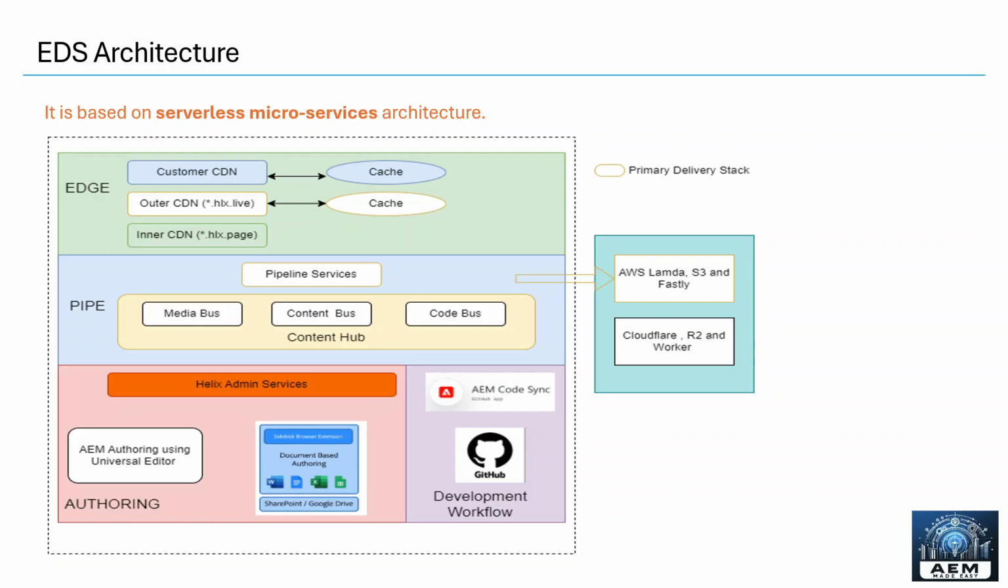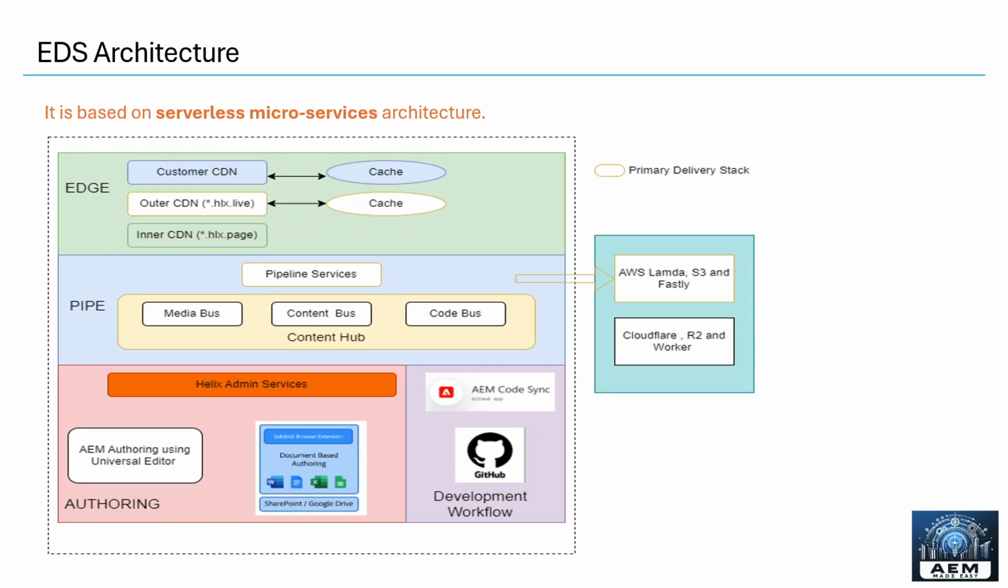It has three main parts or buses. One is the media bus, which is a content addressable storage for images, videos, and other media that can be served directly from the CDN with minimal processing. All the assets or images can be stored here and served directly from the media bus. There's no processing needed here, or very minimal processing.